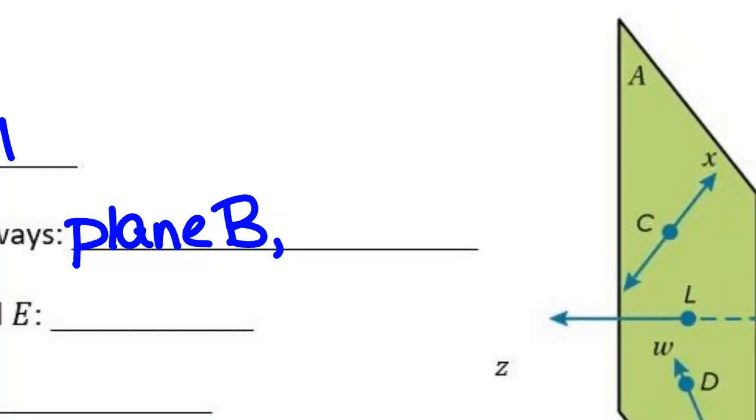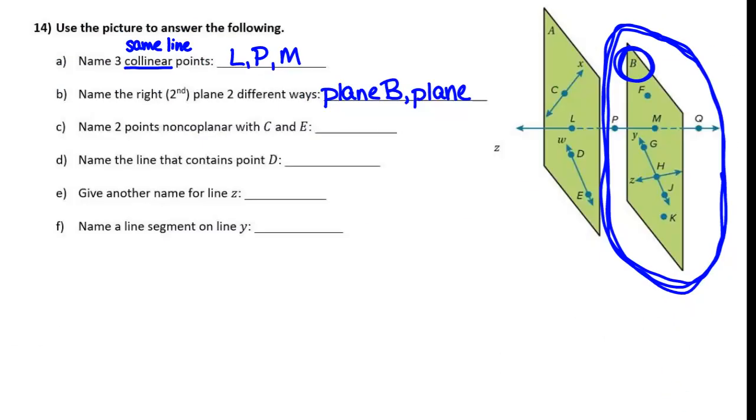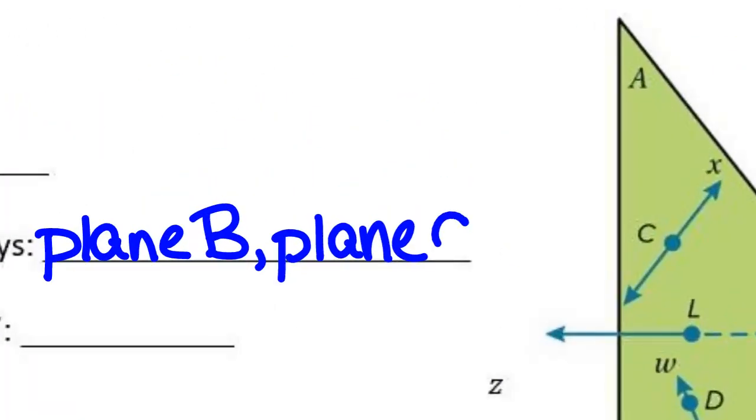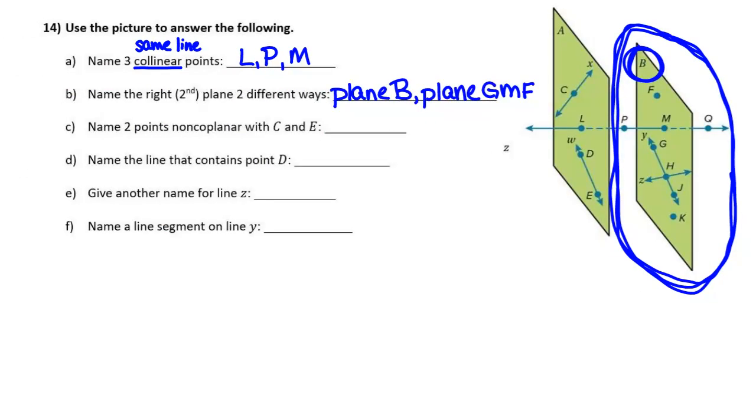It said to name it 2 different ways. So we're going to name that same plane another way. I need 3 letters that make a triangle. GMF. We could do GMF. In fact, there's only 3 points that would not work. You can't do G, H, and J because you can't make a triangle out of those. If they're all on the same line, it will not work. You cannot name the plane if the points are all in a line together.